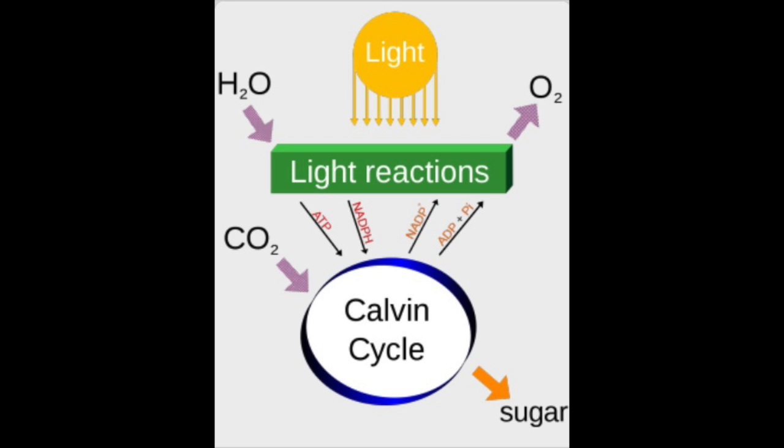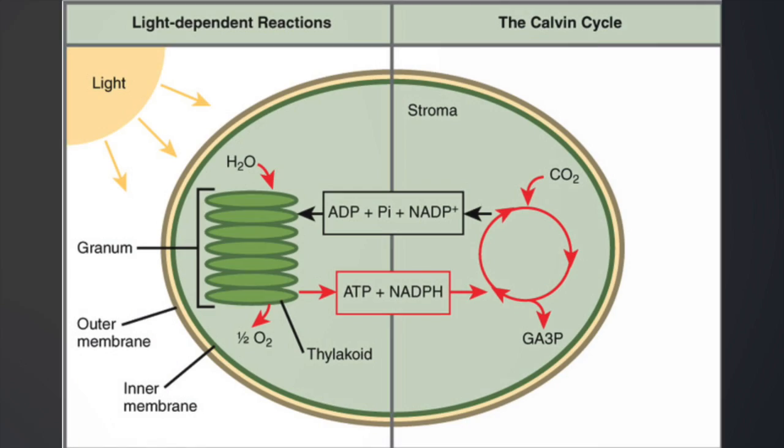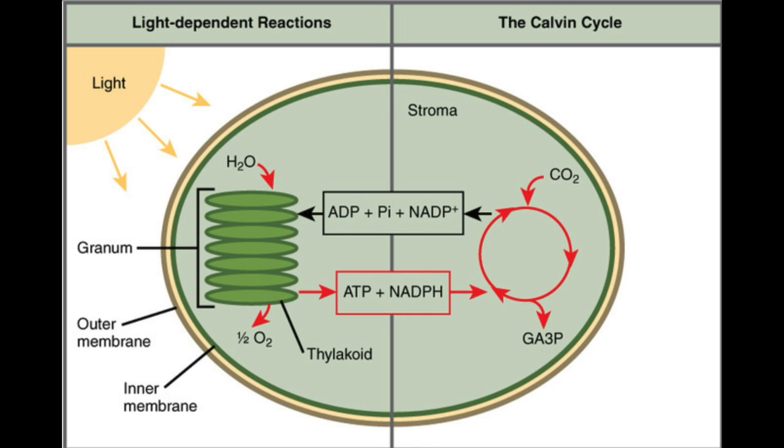Photosynthesis is not a single chemical reaction, but rather a set of chemical reactions. The overall reaction is carbon dioxide plus water plus light equals glucose plus oxygen. The reactions of photosynthesis can be categorized as light-dependent reactions and light-independent reactions.